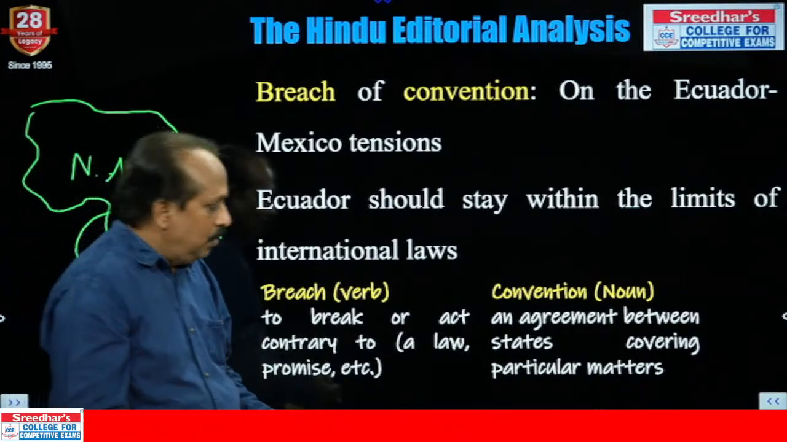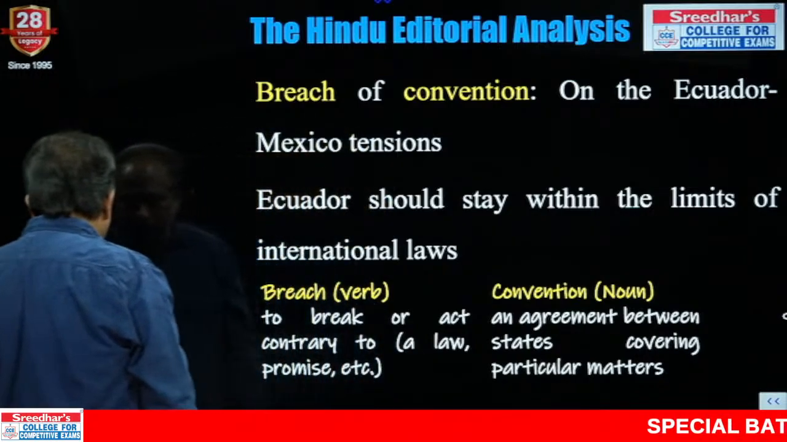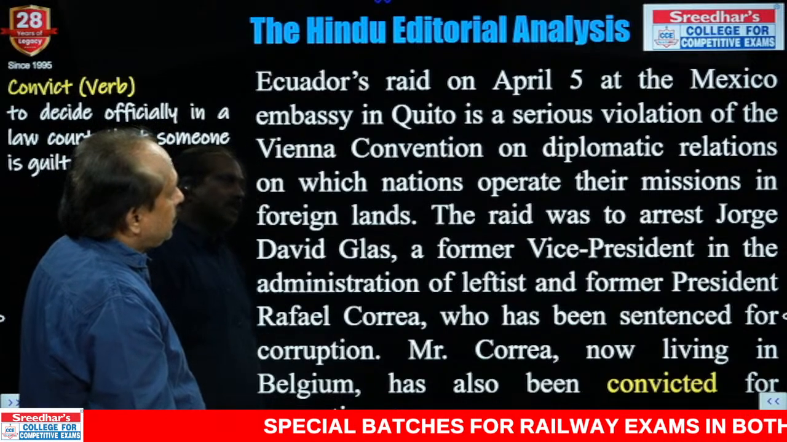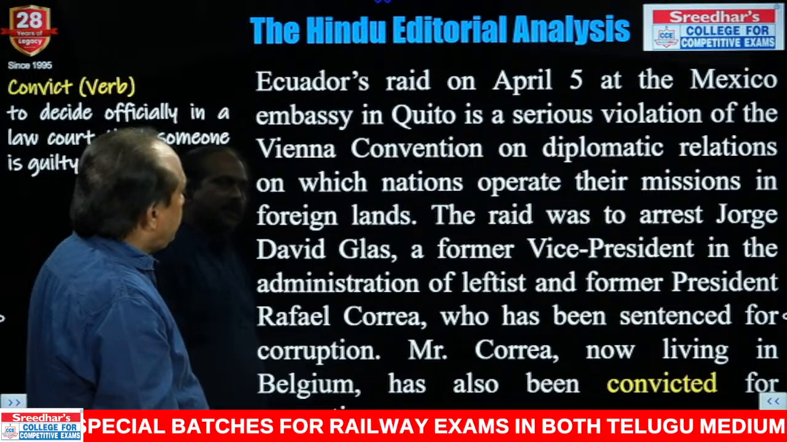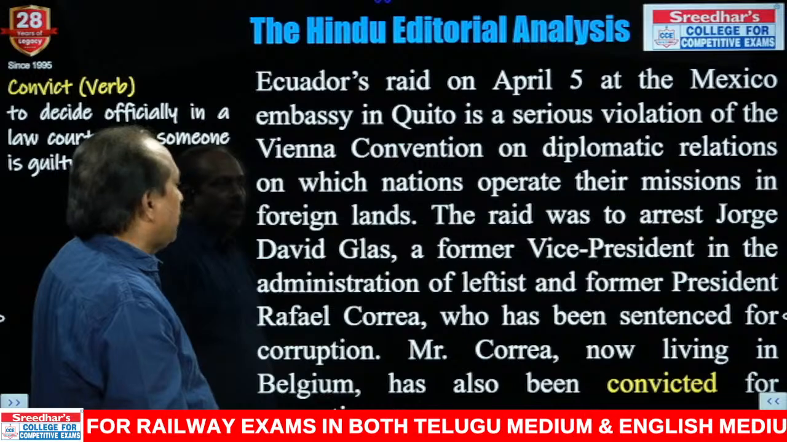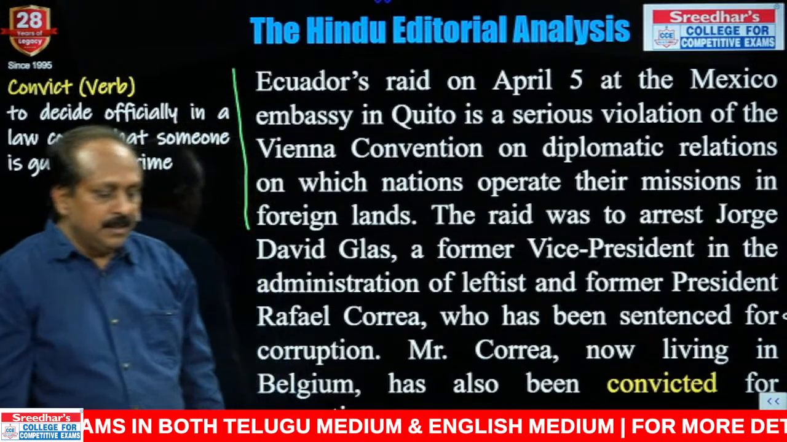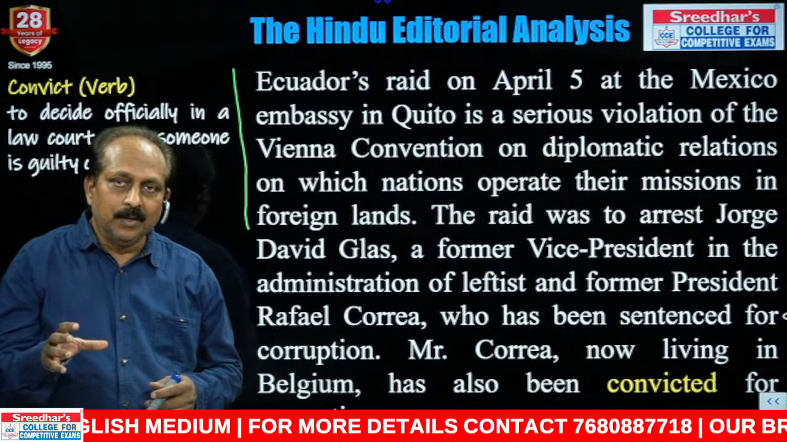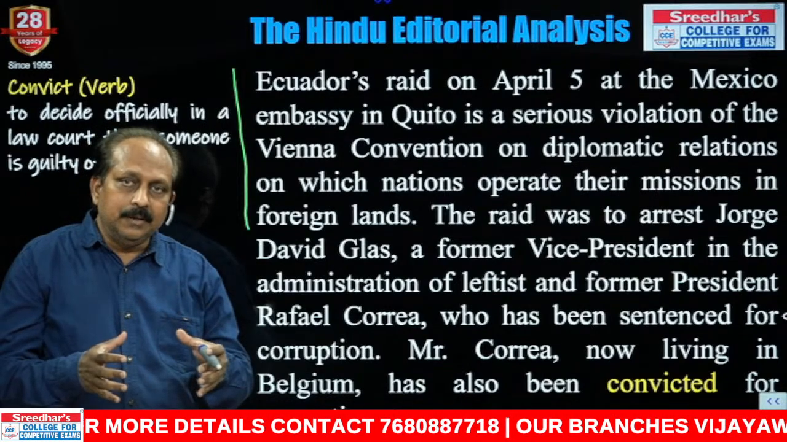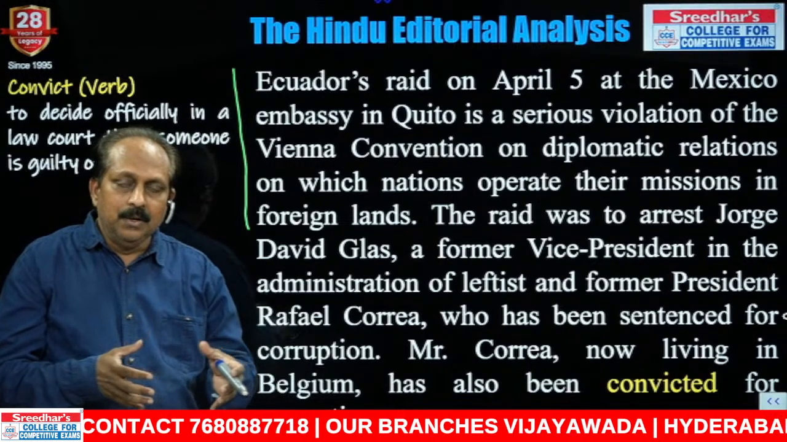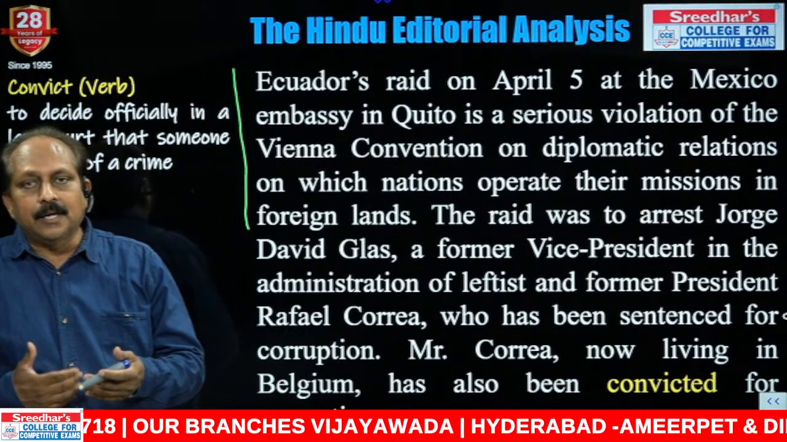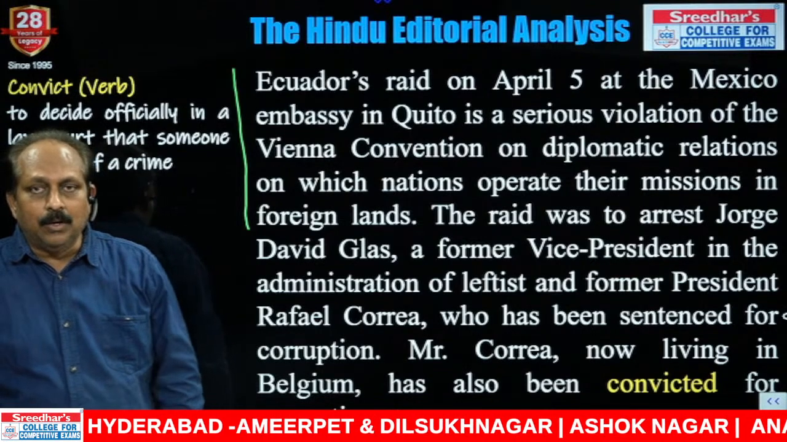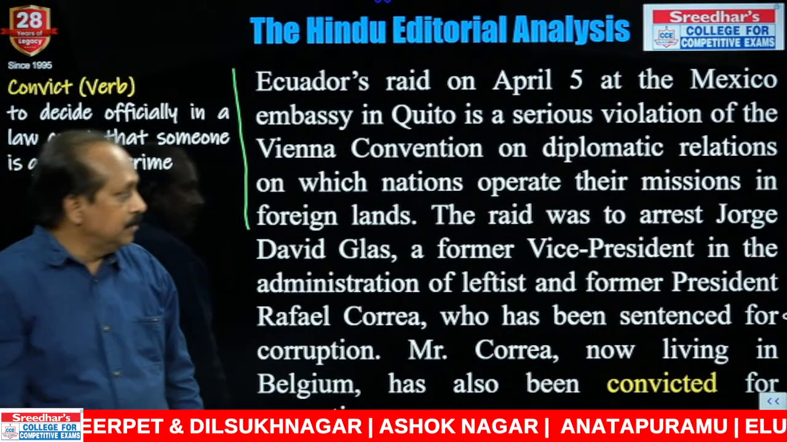What exactly is a row, and how does it start, or provide information about the tensions? Ecuador's raid on April 5th at the Mexico embassy in Quito is a serious violation of the Vienna Convention on Diplomatic Relations, on which nations operate their missions in foreign lands. In a nutshell, this sentence says the Ecuador government attacked the embassy of Mexico in Quito, which is in Ecuador. And this act is nothing but a violation of the international law that goes with the Vienna Convention related to diplomatic relations.